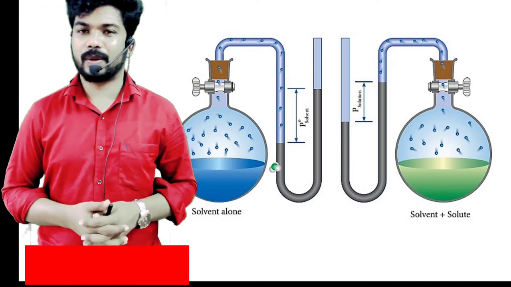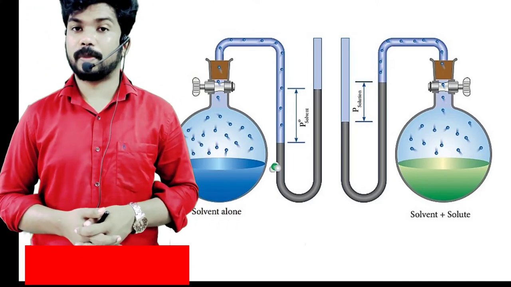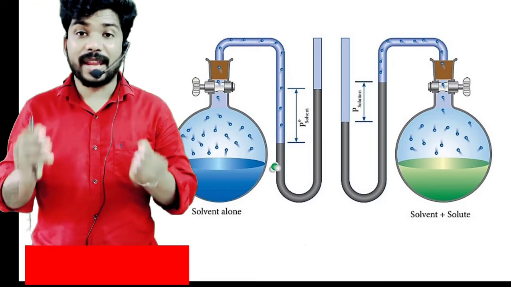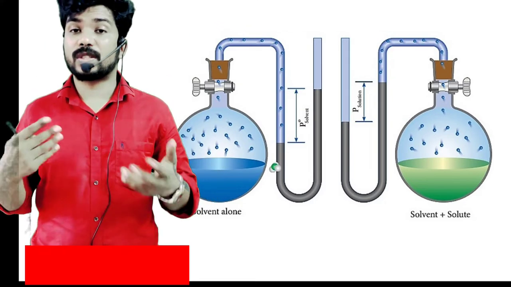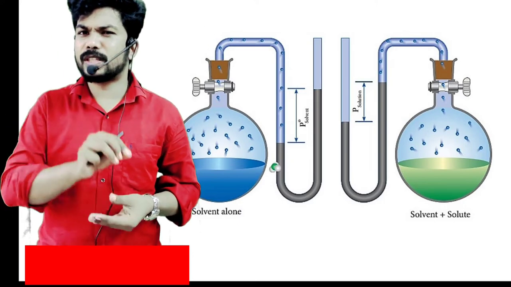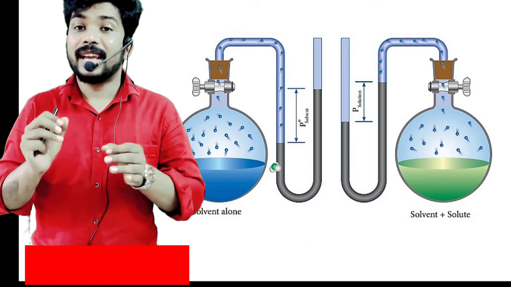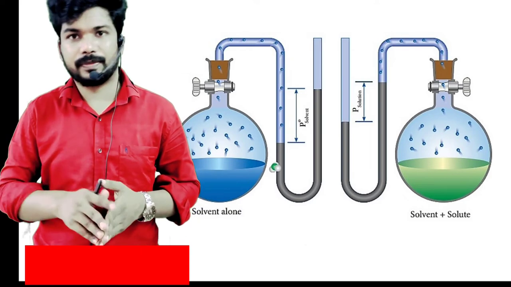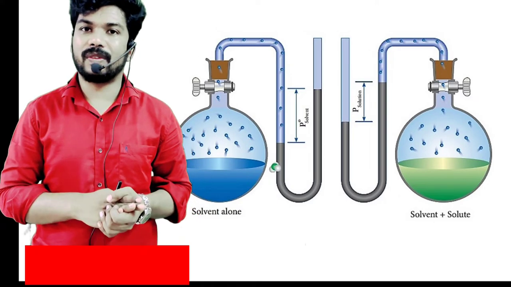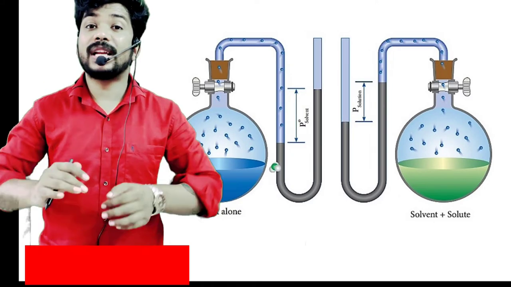And here we are going to the first colligative property. Before going to that, you must understand one thing. When a solute is added to a solvent, its vapor pressure will decrease. Just write it down. When a solute is added to a solvent, its vapor pressure will decrease. The first case. The second case is when a solute is added to a solvent, its boiling point will elevate.